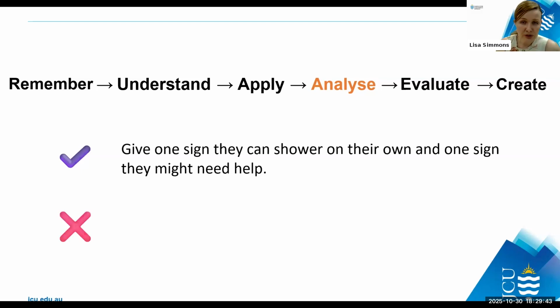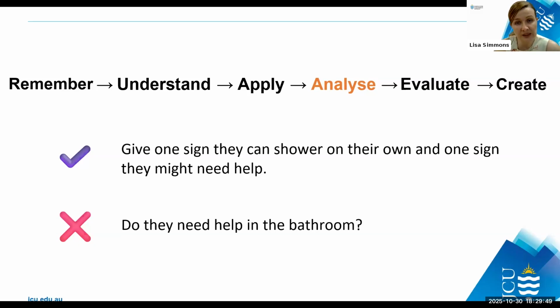A not so good question could be, do they need help in the bathroom? Okay, so this isn't great because it's quite broad and binary. So you'll probably get a yes/no response from your learner, and you won't hear the specific reasoning behind what led them to this decision. That doesn't teach the learner how to think it through.